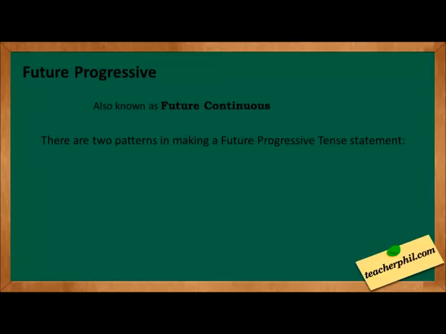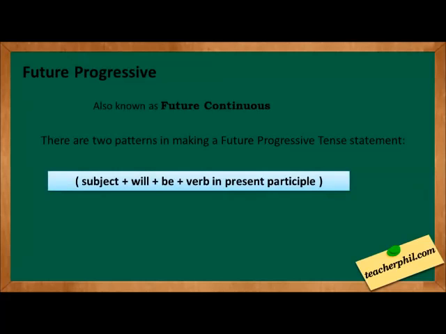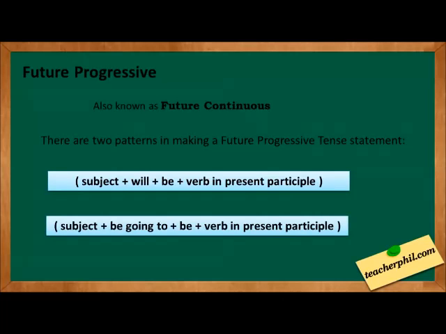Future progressive tense is also known as future continuous tense. There are two patterns in making a future progressive tense statement. These are through will and be going to forms. The pattern for will is subject plus will plus be plus verb in present participle, while for the be going to, it is subject plus be going to plus be plus verb in present participle.